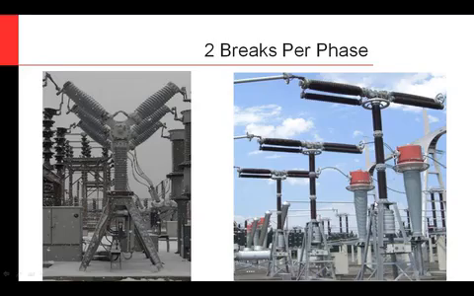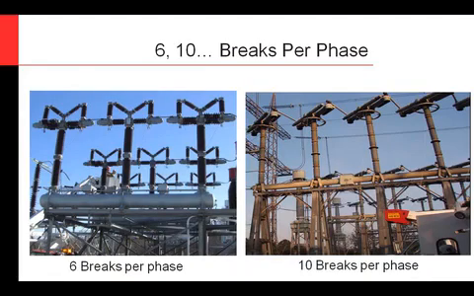Then, as we keep going up in voltage, and these are some old air blast type circuit breakers, you can see we have 1, 2, 3, 4, 5, 6 breaks per phase. And then over here, we actually have a 10 break per phase circuit breaker. You can see 1, 2, 3, 4, 5, 6, 7, 8. And I didn't have a wide enough lens for this one, but 9, 10 on the number of breaks per phase here.